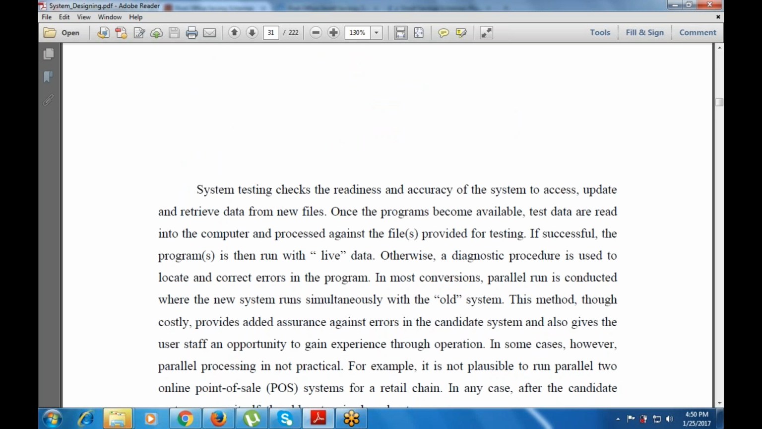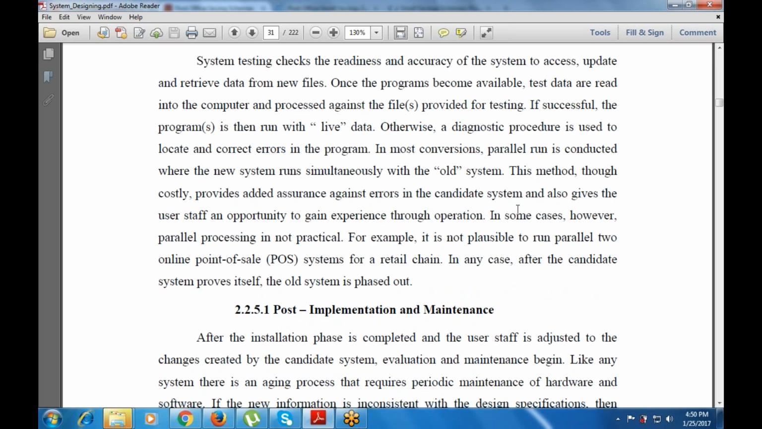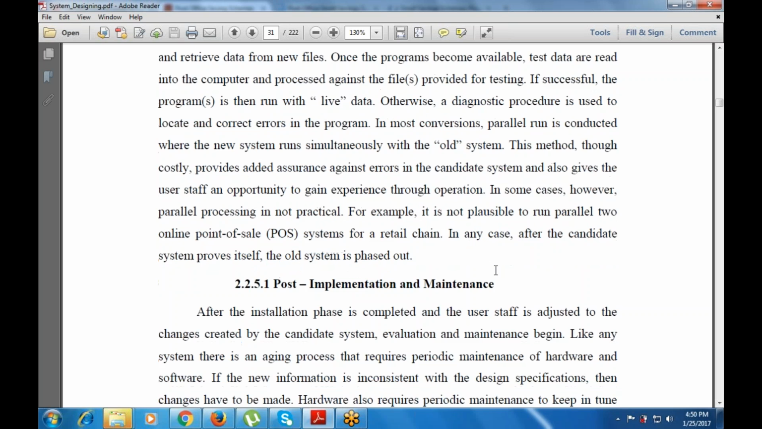This checks the readiness and the accuracy of the system to access, update, and retrieve the data from the new file. Whatever the system, the file, the data, or the scenarios used with the new system, we test how to access, update, and retrieve the data from the data file. And once the programs become available, test data are read into the computer and processed against the file provided for the testing. That is live data. For example, it is not plausible to run parallel two online POS systems for a retail chain. In many cases, after the candidate system proves itself, the old system is phased out.